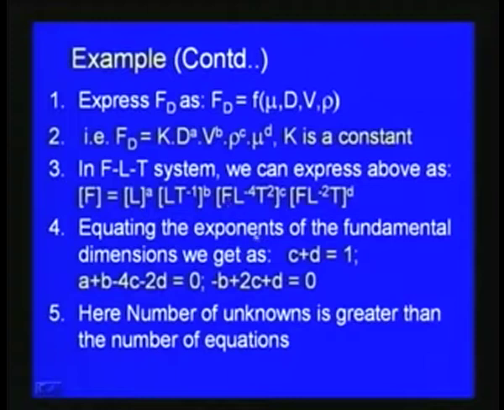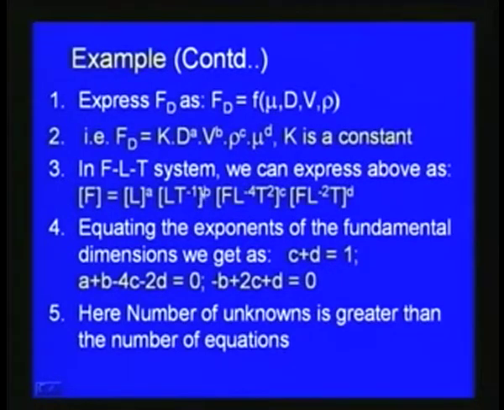To find out the values of a, b, c, d, what we can do is equate the exponents of the fundamental dimensions on the right hand side and the left hand side. The left hand side has the unit of force, so it has F as the dimension, F to the power 1. The left hand side is known, but on the right hand side the unknowns are a, b, c, d. With respect to this we can write 3 equations, since we have 3 fundamental dimensions.